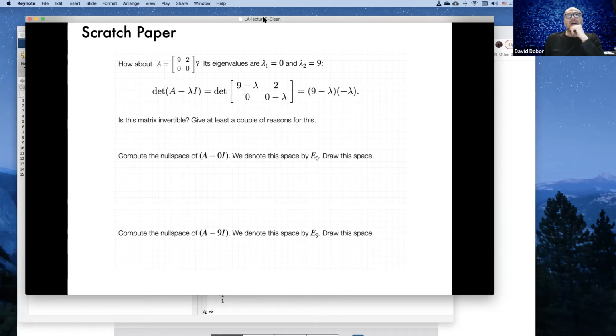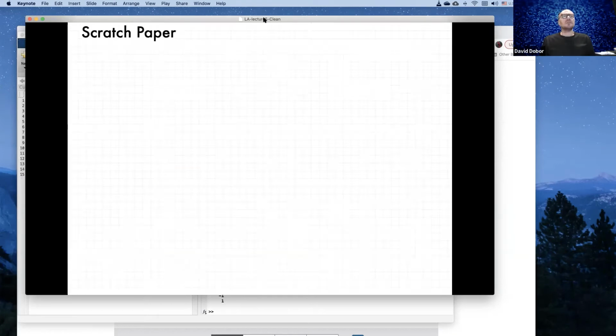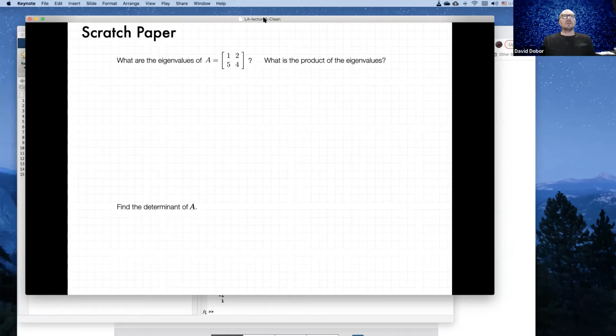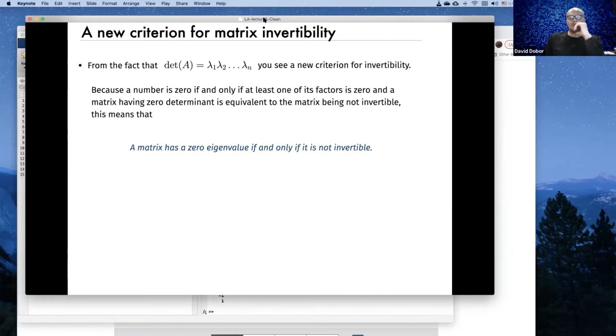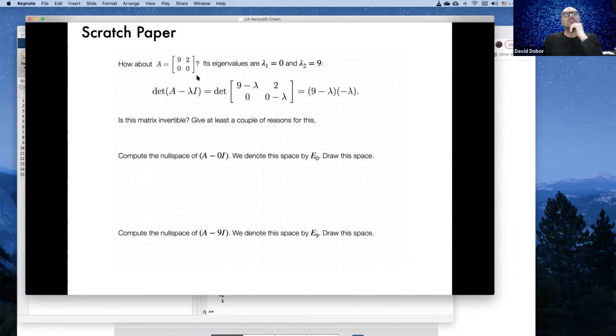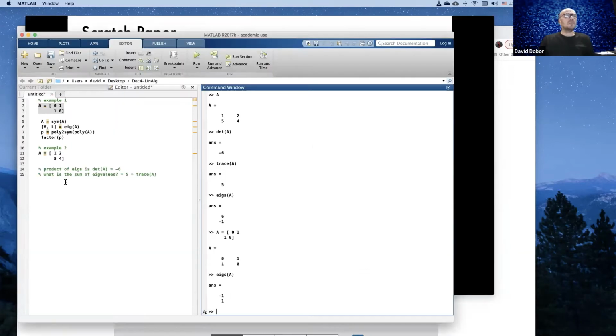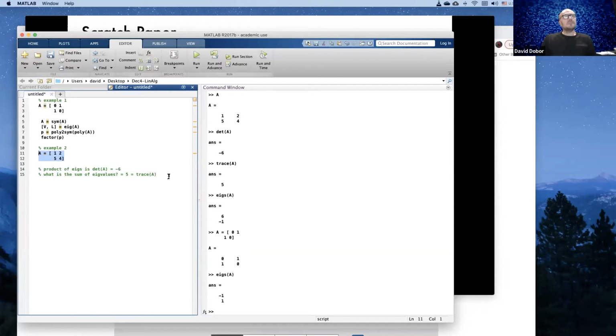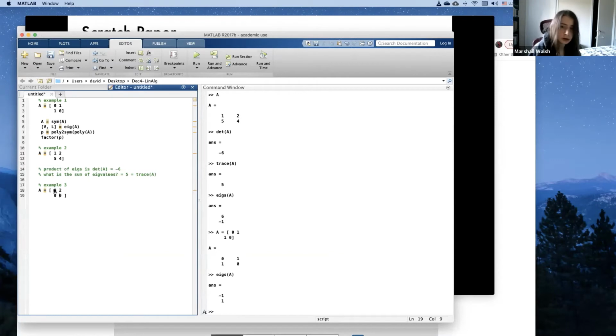Okay, so let's take a look at this example. We just did this one. So here's the claim, and I'll ask you why that is. Consider this example here, 9, 2, 0, 0. What's the determinant of this matrix? You can tell me this without, was it 9, 2? It's 0. Yeah, right. It's 0, right?